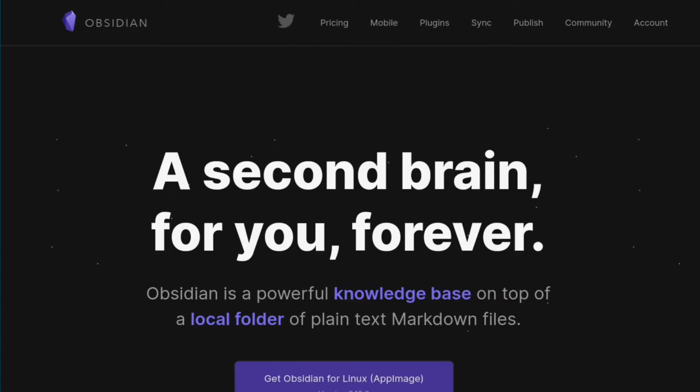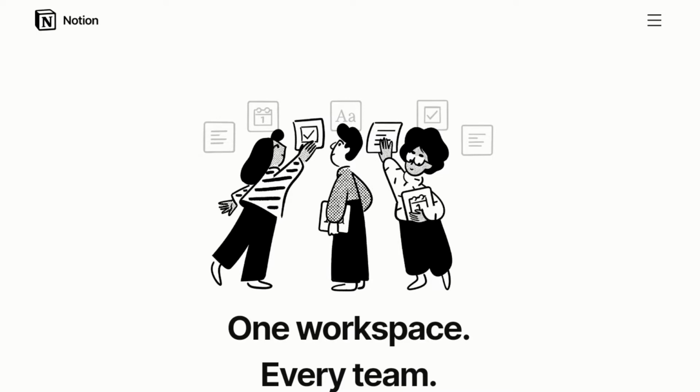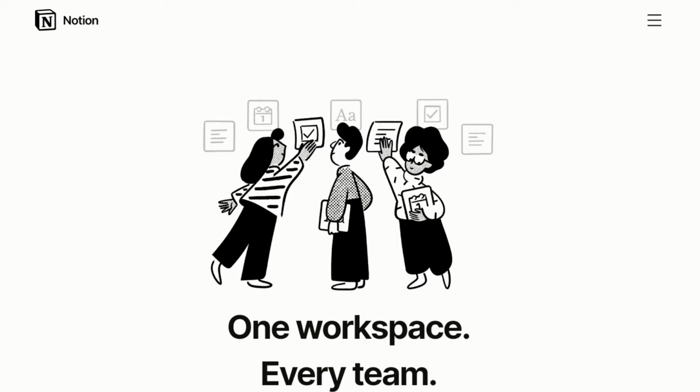Obsidian is a powerful knowledge base that works on top of a local folder of plain text markdown files. Notion is an all-in-one workspace, one tool for your whole team. Write, plan, and get organized. Main differences between Notion and Obsidian.